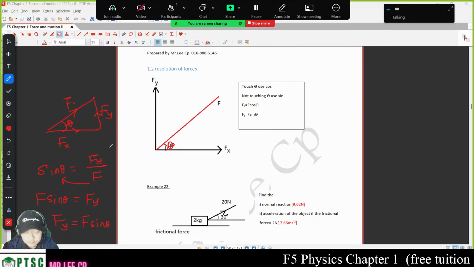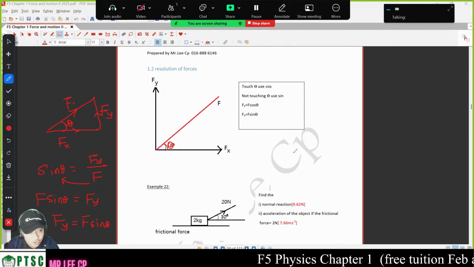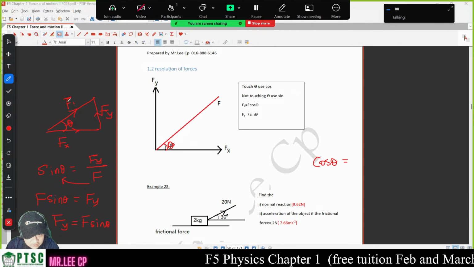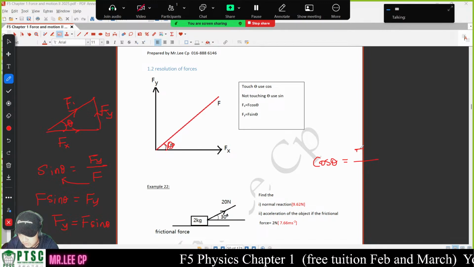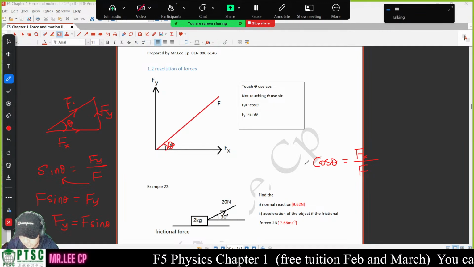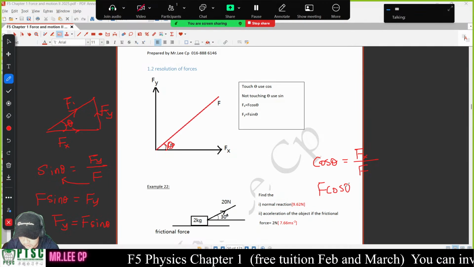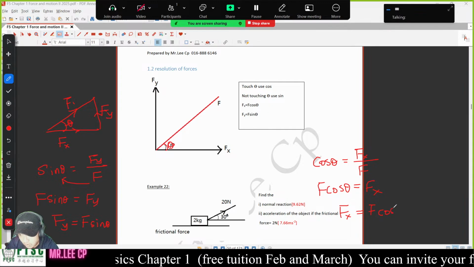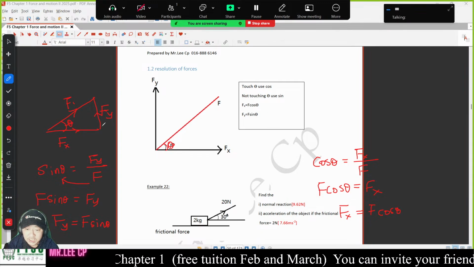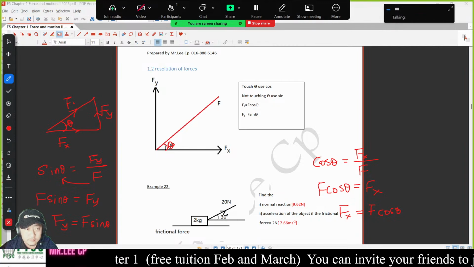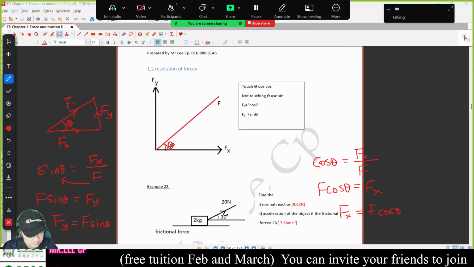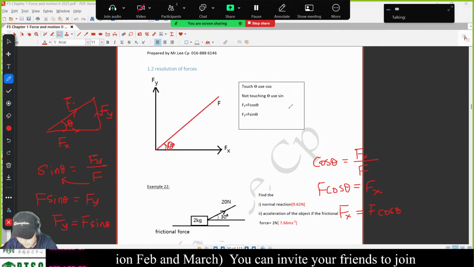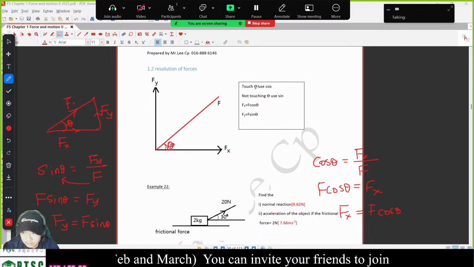Now, how about if I use cos theta? Cos theta is adjacent over hypotenuse. So adjacent is my Fx over hypotenuse, which is F. I times it up, so F cos theta is my Fx. So I rewrite Fx is equal to F cos theta. So now if I'm using this triangle, I'm going to have Fy is F sine theta, Fx is F cos theta.